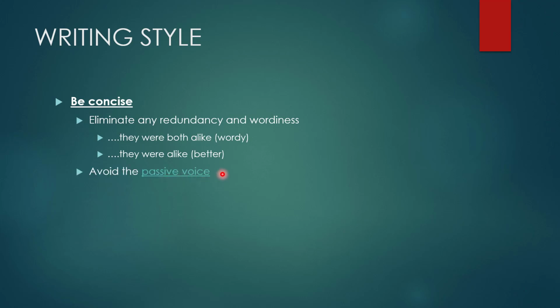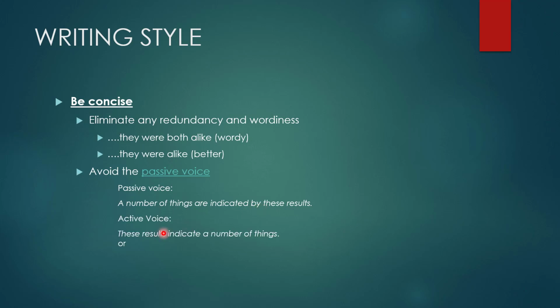Avoid the passive voice. You can click here, and I believe it takes you to a link in the lecture notes about what the passive voice is a little bit more. But basically the idea is that, here's an example. "A number of things are indicated by these results." So this word "by" is really one of those things that triggers this passive voice, although it doesn't necessarily need to be there. And you can see by having this, it just complicates what it's really talking about here. So here's an example of the active voice. "These results indicate a number of things," or "further analysis suggested, showed, yielded," etc.